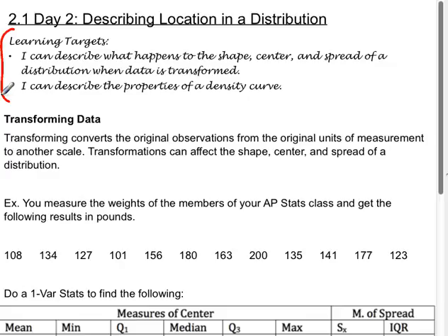All right, so transforming data. Transforming converts the original observations from the original units of measurement to another scale. Transformations can affect the shape, center, and spread of a distribution.